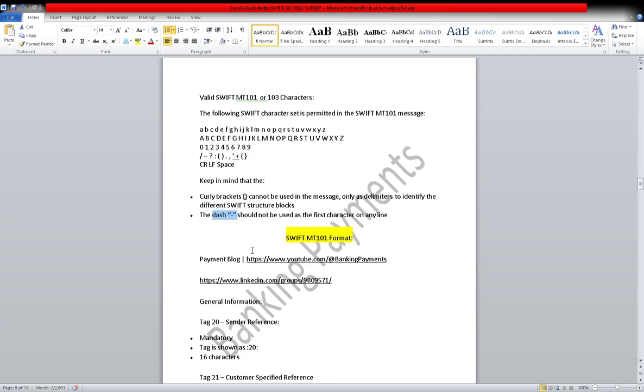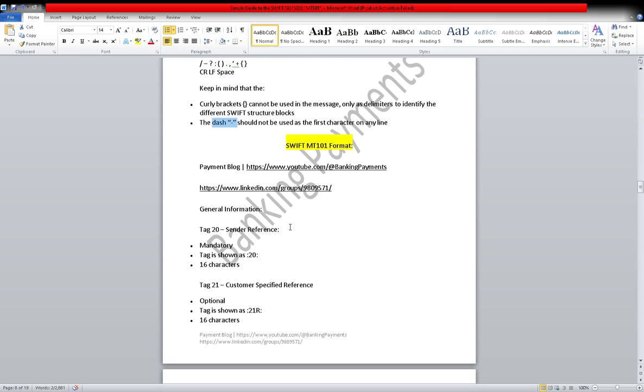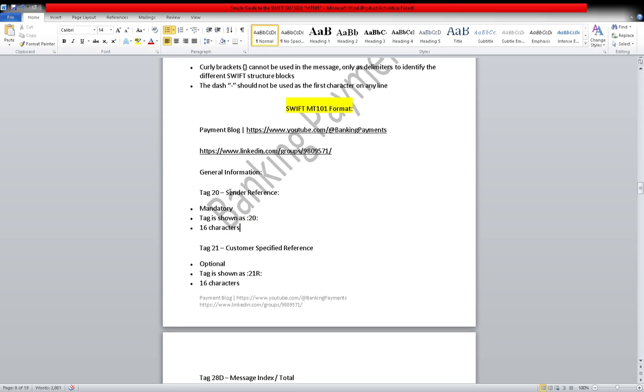That is what is mentioned here. Now first, tag 20, reference number. It is mandatory. The tag shown is 20. It is always 16 characters. Tag 20 is always 16 characters. How many characters are here? Let's see if it is less or more. Fine. So the significance is that it is a randomly generated number, the sender's reference.